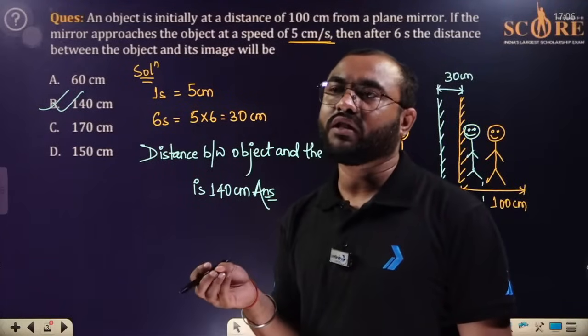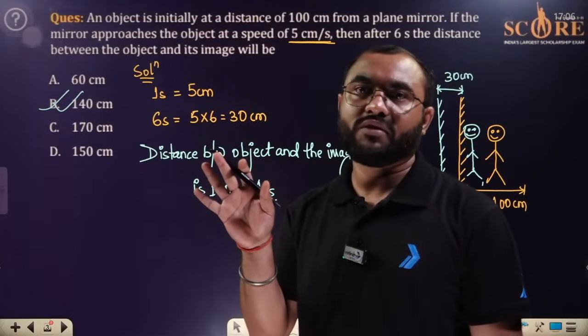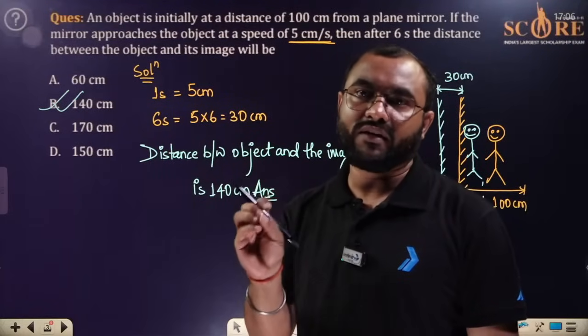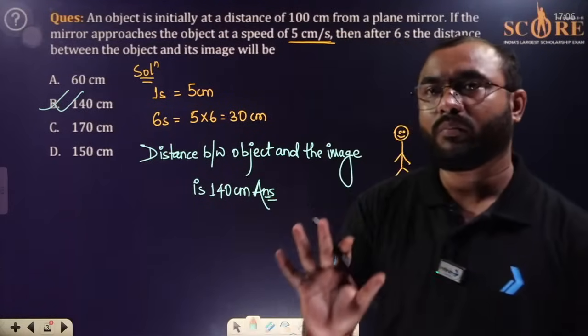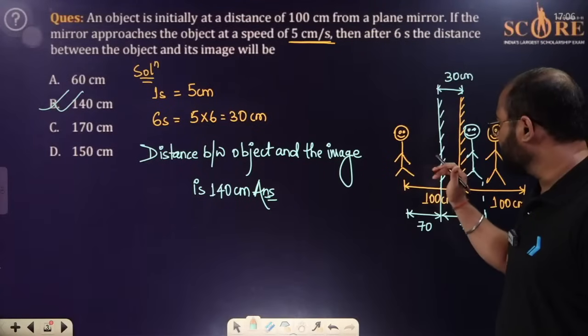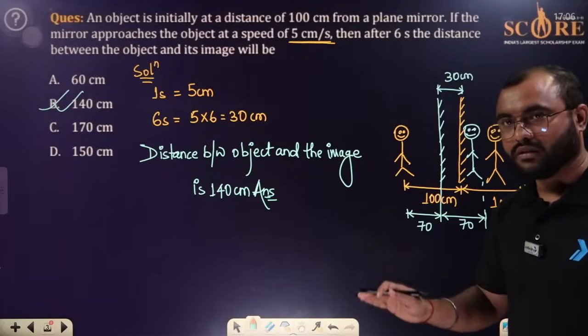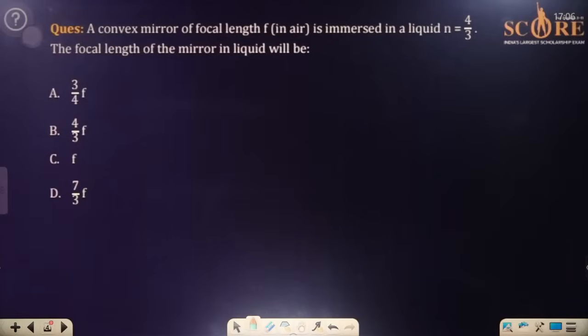You do not require the basic information of the calculation of the mirror formula or something like that. You just require a basic mathematical skill and one property of the plane mirror, that the distance between the plane mirror and the object will be equal to the distance between the image and the plane mirror. That's it. Okay, so let us move to our next question, which is this.